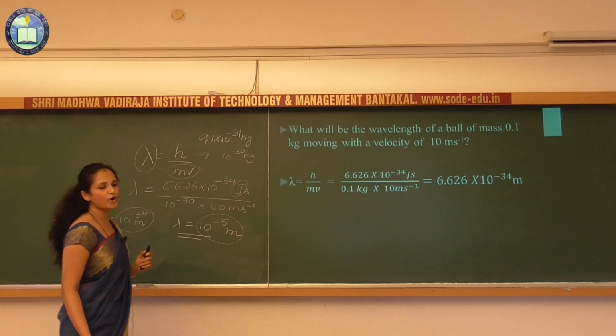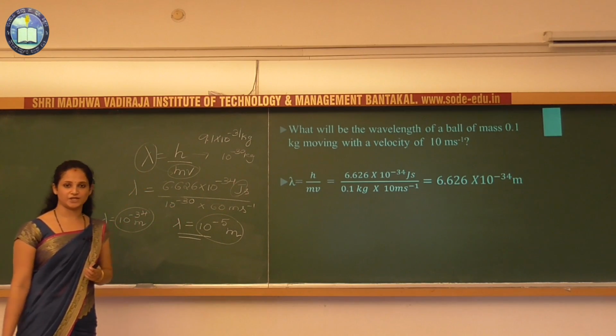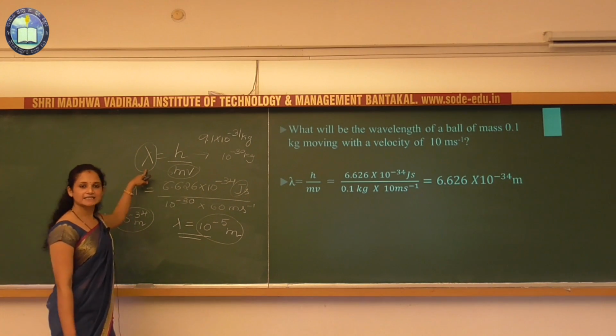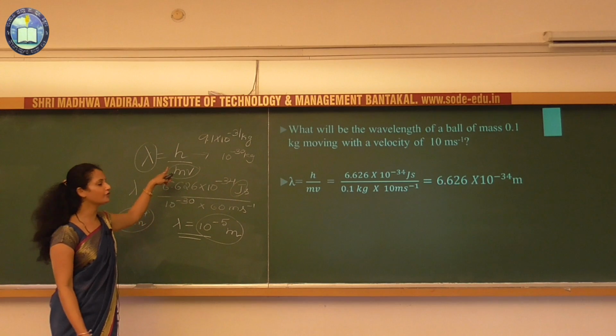Now let us solve some numerical problems using de Broglie's equation. This one is a very important question. Write de Broglie's relation and explain the terms, which will come for 2 marks.